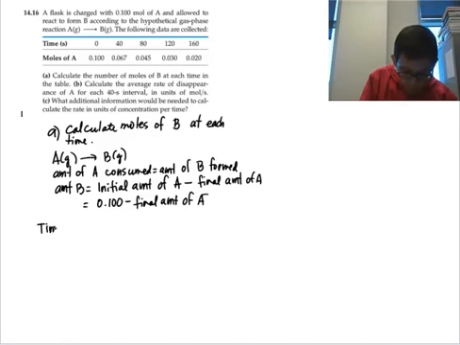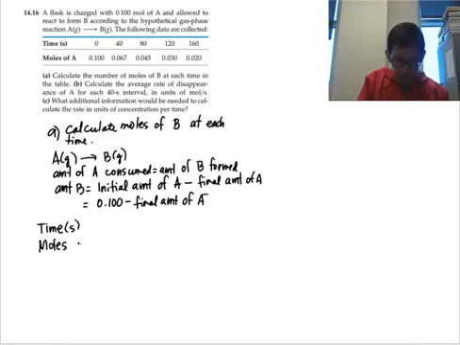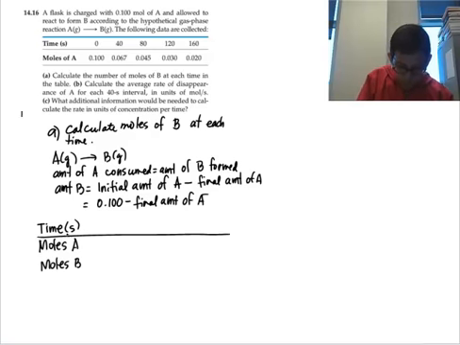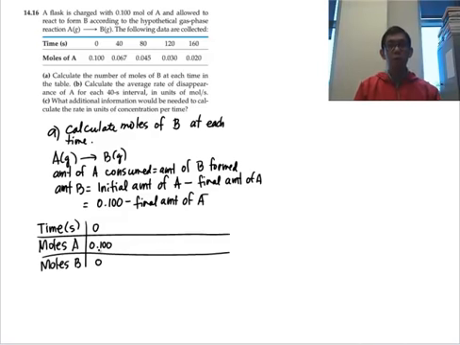We have a row for time, a row for moles of A, and a row for moles of B. At time 0, you have 0.100 moles of A and 0 moles of B. You haven't consumed any A, therefore you haven't formed any B.